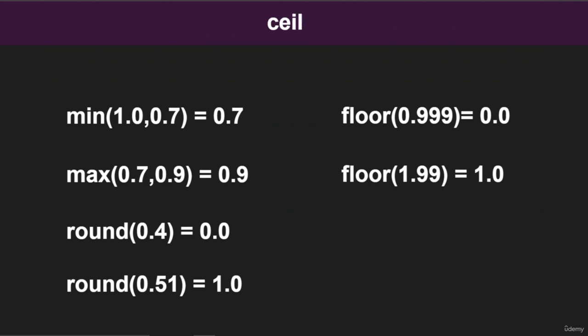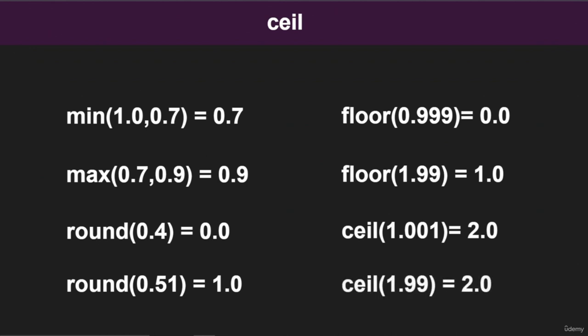The next function is the ceil function. In the ceil function, if there is any number on the right of the comma, then 1 will be added to the number. So ceil 1.001 is equal to 2, and ceil 1.99 is also equal to 2. Okay, usually you heard of all of these functions. Now let's continue and see what other functions we have.